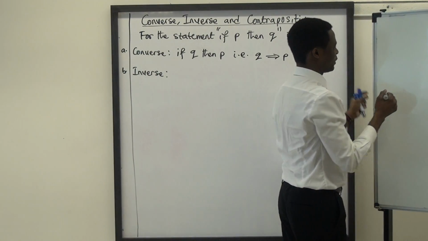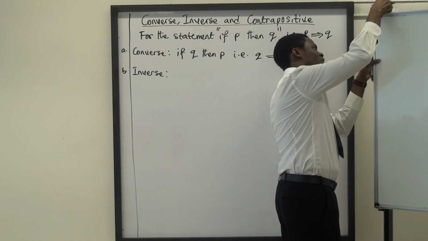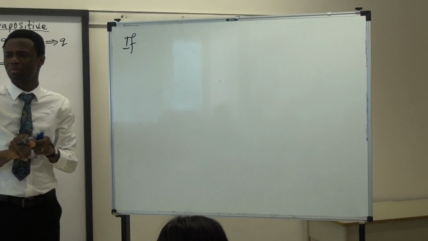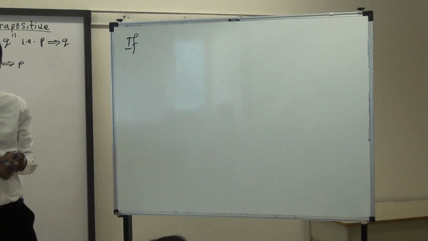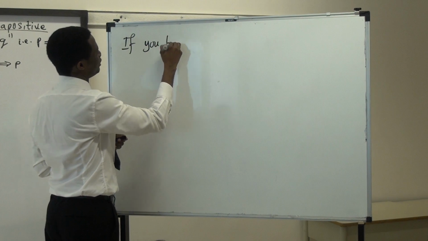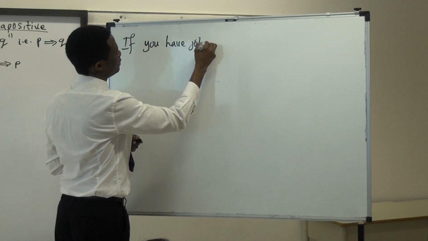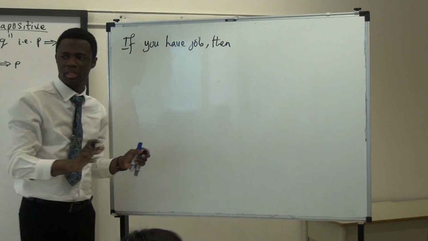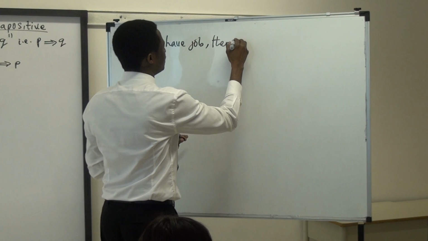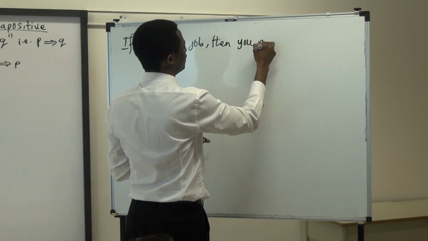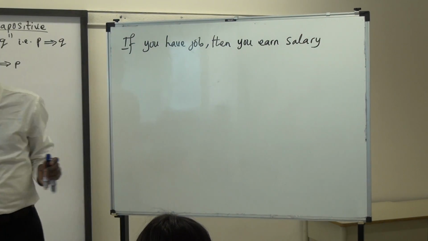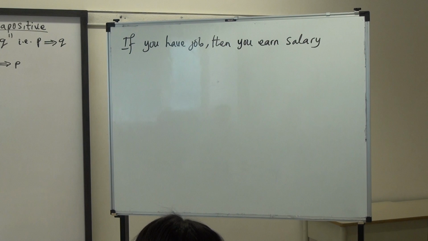Let's have an example here. Give me a conditional statement. If you have a job, then you earn money. Of course, it doesn't mean that having a job is the only way you can earn money, right? But of course, if you have a job, then you earn money. Or let's say then you earn salary. That is the only way you can earn salary. Not the one you get from your parents.